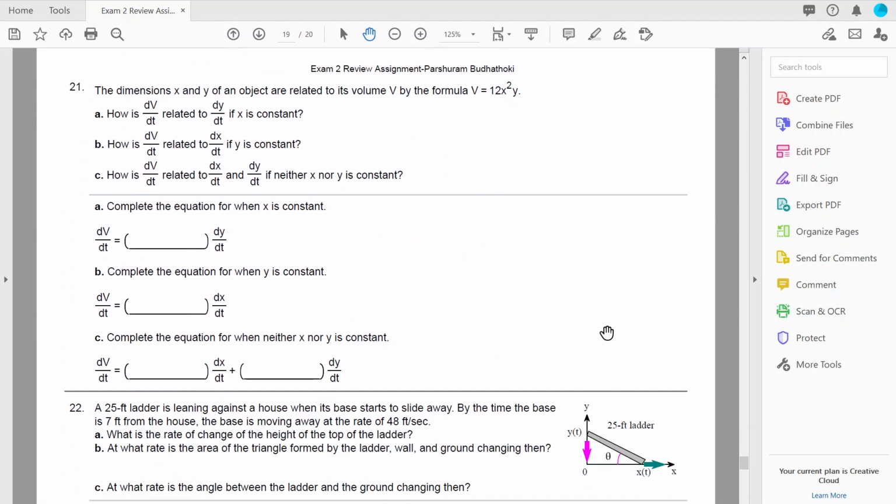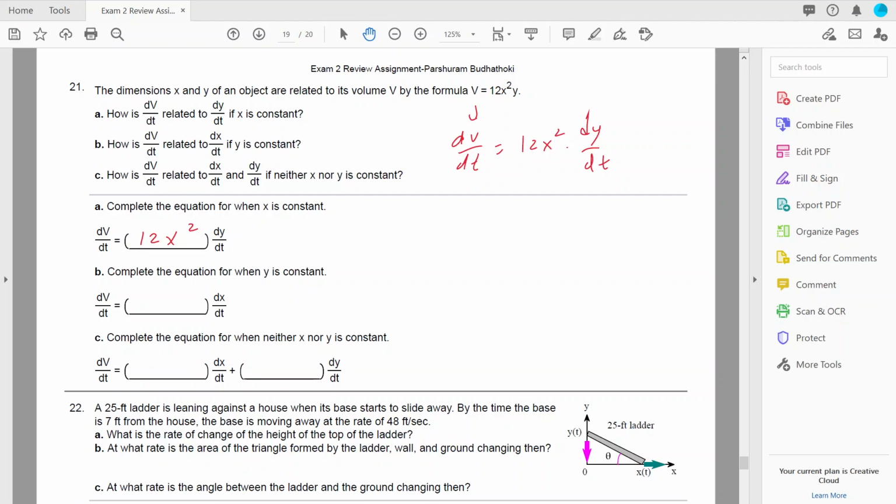Let's go to problem 21. We are given the volume in terms of x and y. V equals 12x squared times y. And how is dv over dt related to dy over dt? So just find the derivative of v with respect to t. If x is constant, then 12x squared is constant, so we just keep that outside, and y is a function of t, so dv over dt would be 12 times x squared times dy over dt. So this is 12x squared.